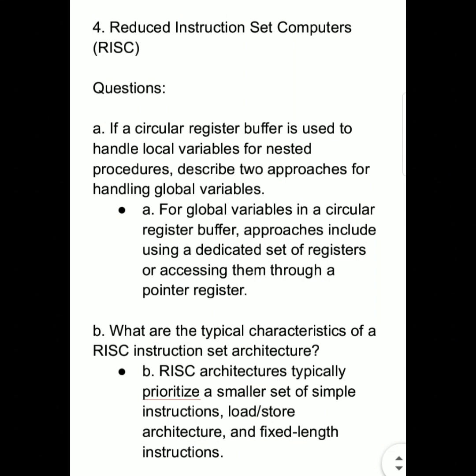So next is question B. What are the typical characteristics of the RISC instruction set architecture? RISC architectures typically prioritize a smaller set of simple instructions, load/store architecture, and fixed length instructions.